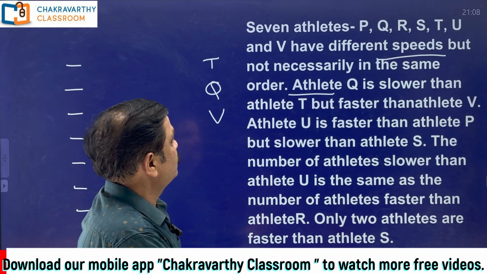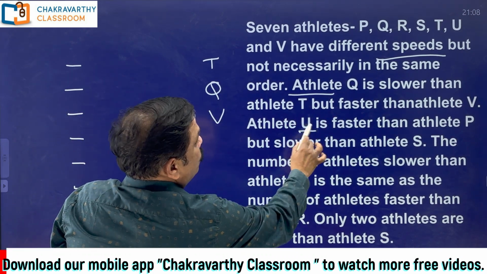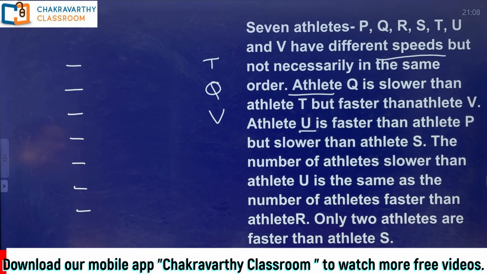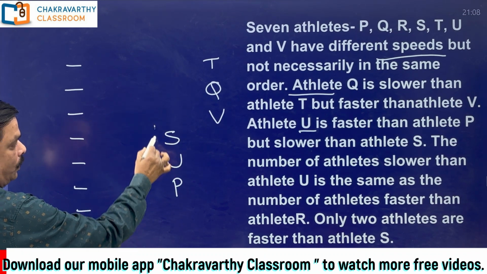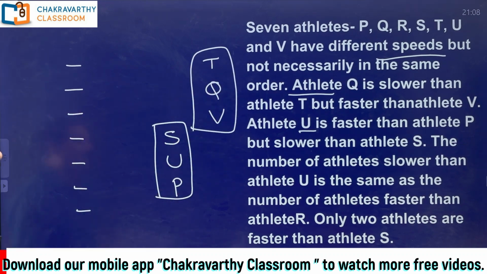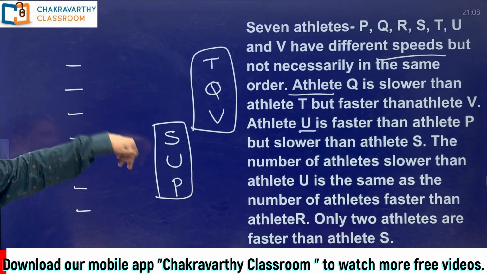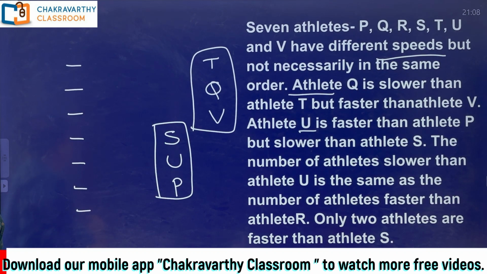Next clue, what is the next clue they have given? Athlete Q, this is over. U is faster than P but slower than S. Total two clues I got here. This is one and this is the other one. Check that one. U is faster than P but slower than S. Faster means above. As simple as this, right?